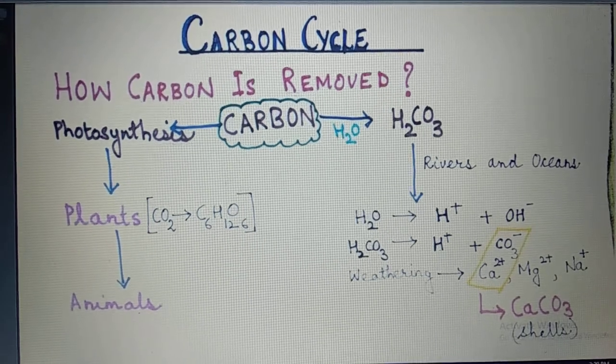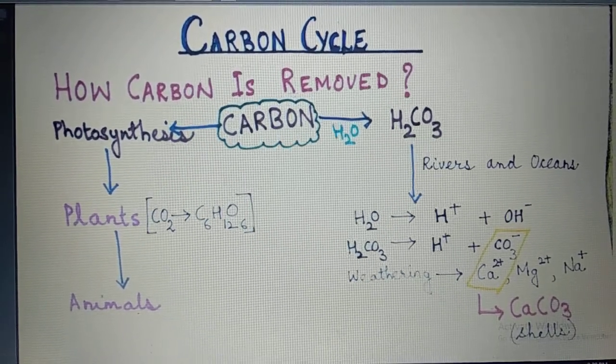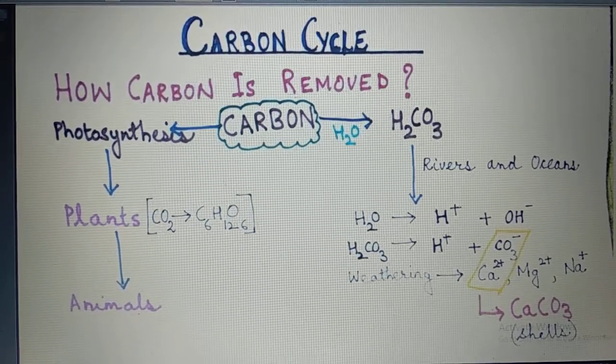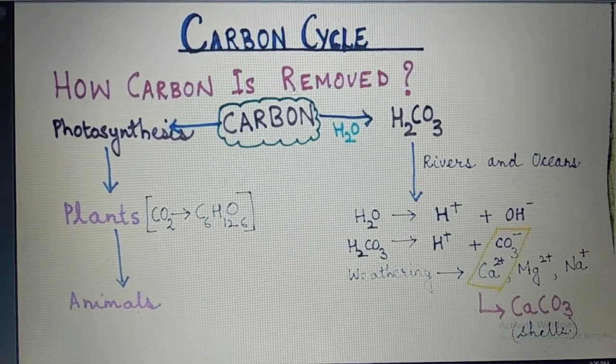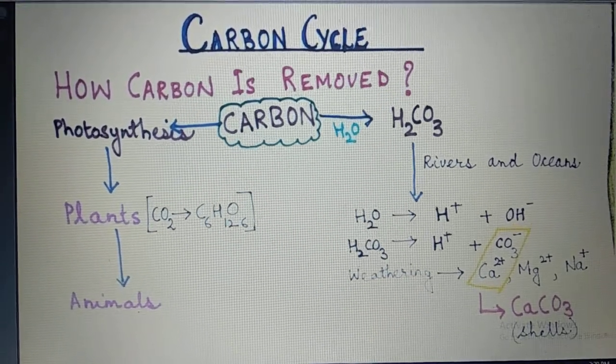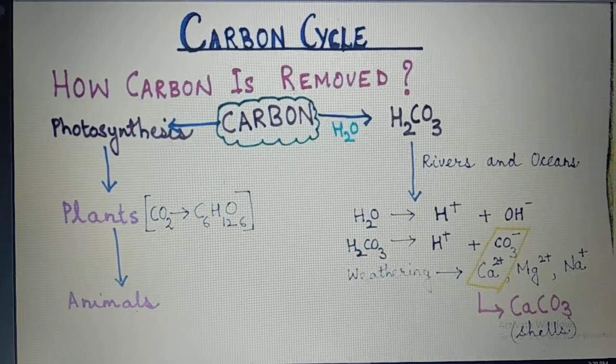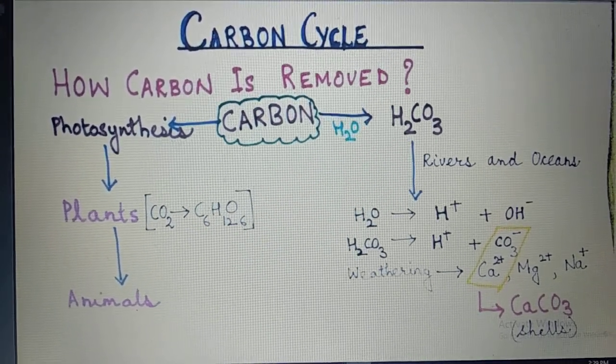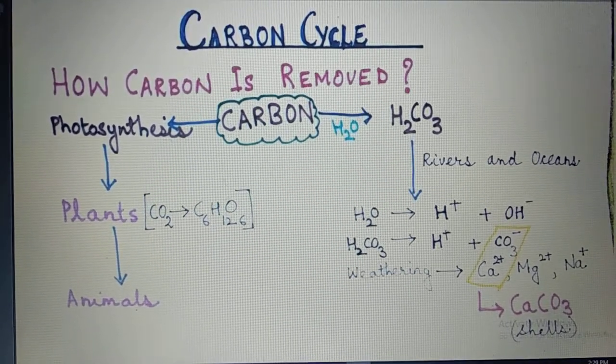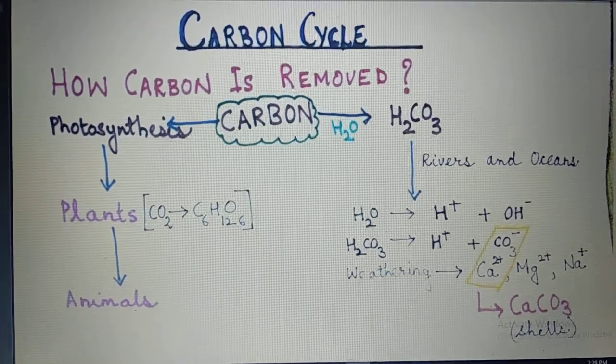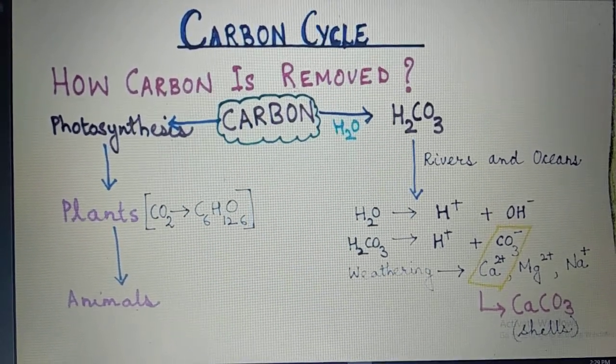So on page 199 in your book, the carbon cycle is given, but I have simplified this diagram by breaking it into two parts. Let us first see how the carbon is being removed from the atmosphere, and then we will come to the next part, how carbon is added back to the atmosphere so that the cycle is continuing. So let us look at the first point, how carbon is removed.